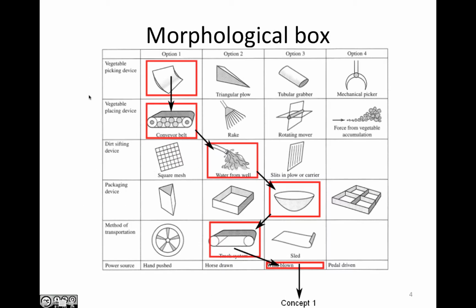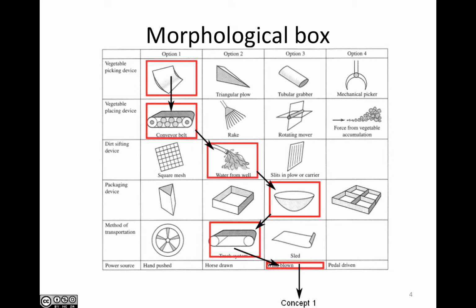The morphological box is a creativity device that gives you several options to run through a product. So when you look through the process of harvest, then you need a vegetable picking device, you need a vegetable placing device, you need a dirt sifting device, a packaging device, a method of transportation, and a power source. And now you try to fill out several options for each of those devices or techniques.